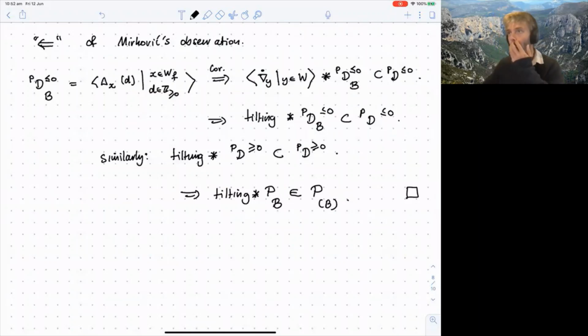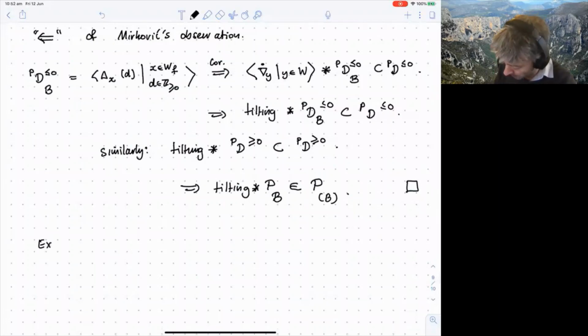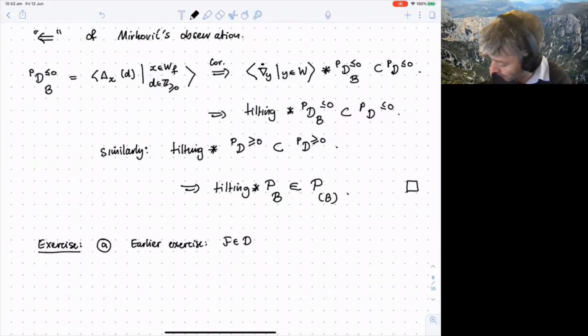Now, I want to finish with two exercises. A, the earlier exercise. So now you can actually do the earlier exercise. So F in PB convolution exact implies that F is a direct sum of the unit.